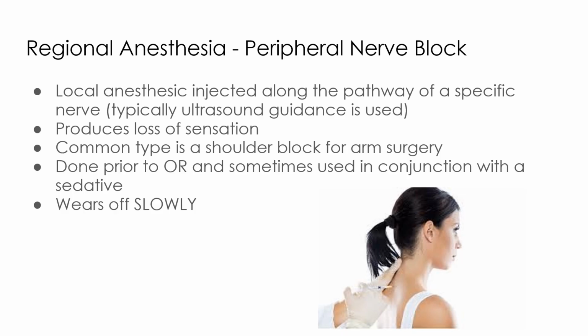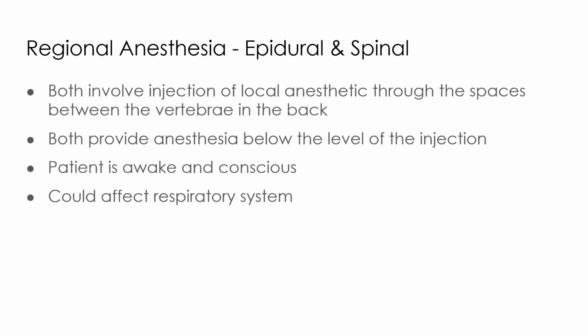It wears off slowly. As mentioned, epidural and spinal are types of regional anesthetics. Both involve injection of local anesthetic through the spaces between the vertebrae in the back. Both provide anesthesia below the level of the injection. The patient is awake and conscious. Know that both could affect respiratory systems due to the anesthetic agent's impact on the central nervous system and muscles involved in breathing.